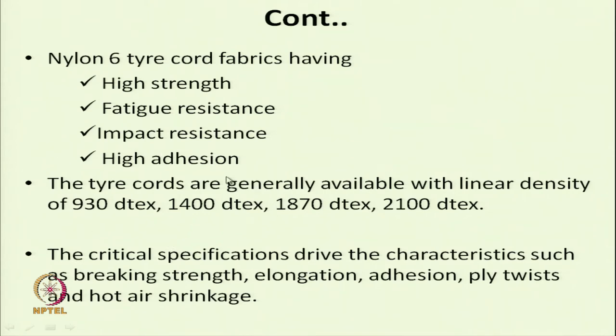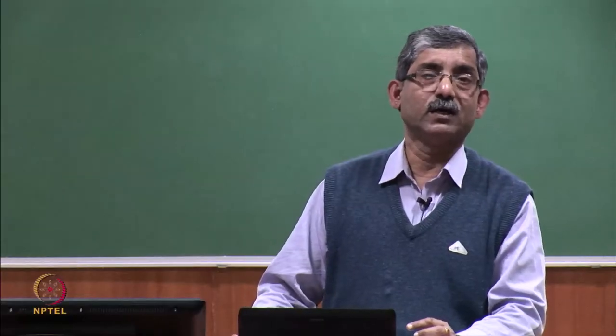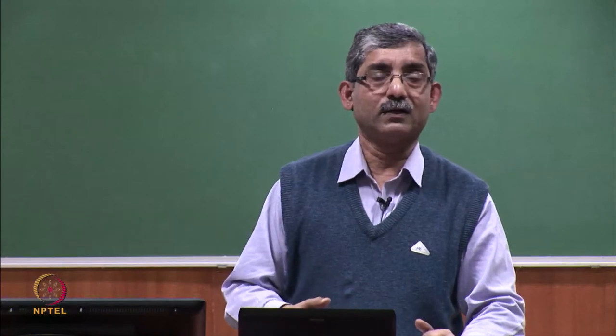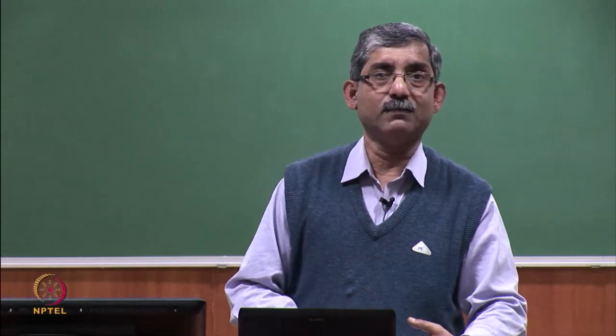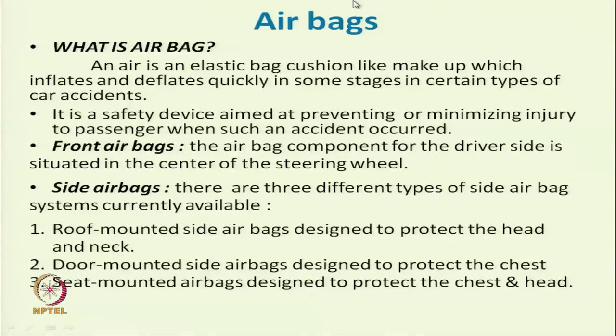Typically 930 decitex, 1400 decitex, 1870 decitex, 2100 decitex are the standard linear densities of nylon used for tire cords. The critical characteristics are breaking strength, elongation, adhesion, ply twist and hot air shrinkage. Hot air shrinkage should be as low as possible, because during long running the tire gets heated. At that time the tire cord should not shrink.